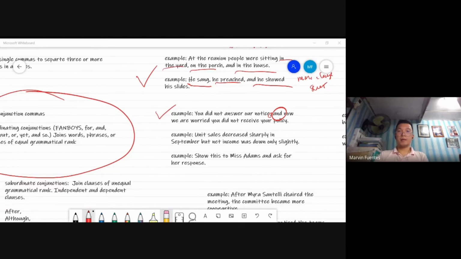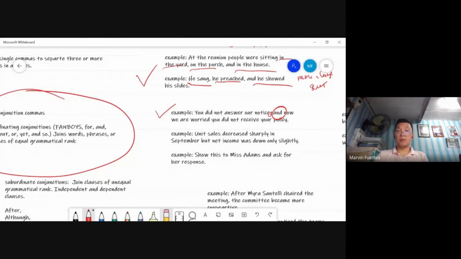Naghang ba? Naghang ba ako? Nawala? Hindi naman. Alright. Now, type it in your whiteboard, then remove the conjunction and, ha? Then put a period. Do not put the now. May example pa tayo dyan. The time expression now, wag mo ilagay. Tapos, capitalize the we in we are worried you did not receive your policy, period.